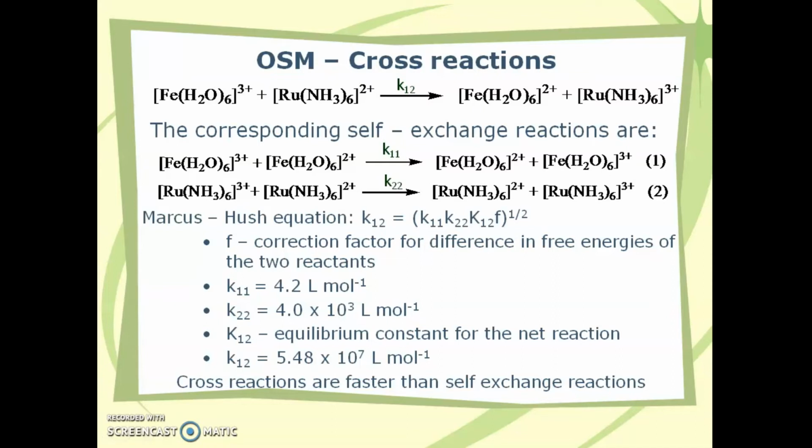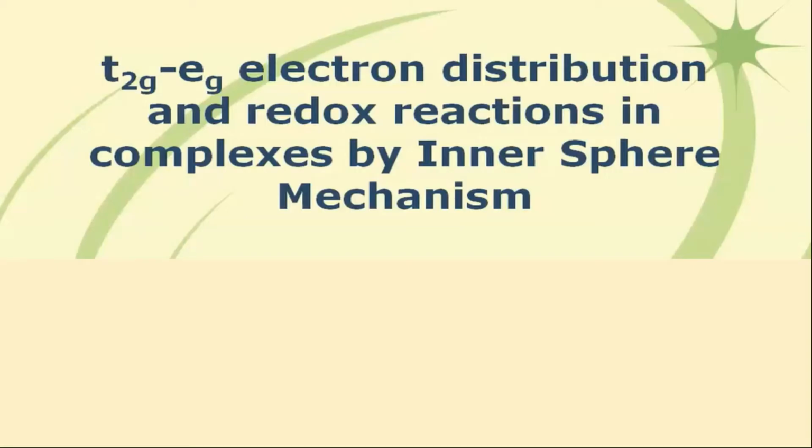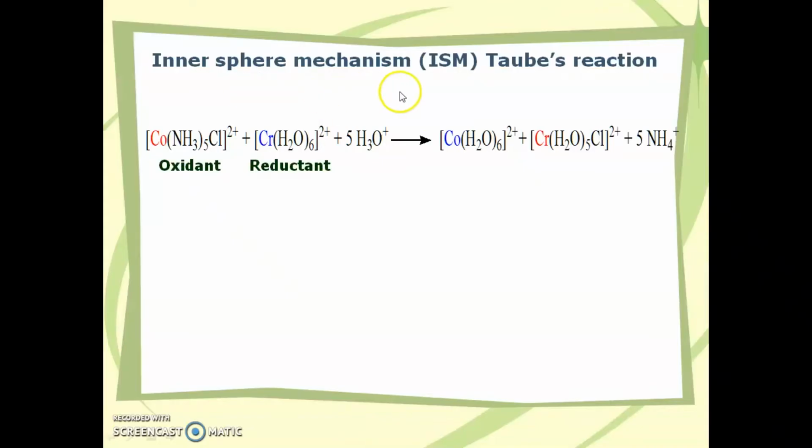in biological systems. Now we are going to learn redox reactions in complexes by the inner sphere mechanism, and how the inner sphere mechanism can be understood based on the t2g electron distribution. The inner sphere mechanism reactions are mostly done by Taube, and he was awarded the Nobel Prize for this. There is an example given here, the cobalt ammonia complex, which is a heteroleptic complex with chlorine also present here.